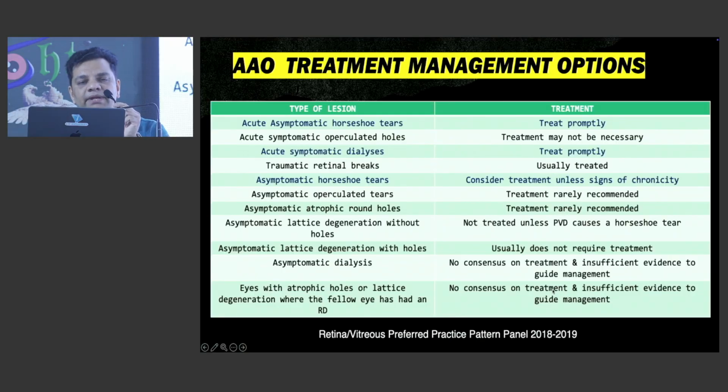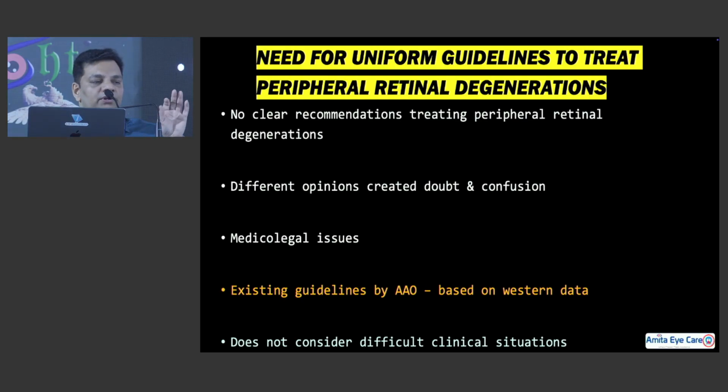So there are some AAO treatment management options, but then it's all related to the Western population. So we need a uniform guideline. In India, there are no uniform guidelines to treat these peripheral degenerations. So there are no clear recommendations. There are different opinions, which creates doubts and confusion. Like, I would laser, I would not leave it, I would not laser. And due to the medical legal issues also, we tend to sometimes overtreat these patients.